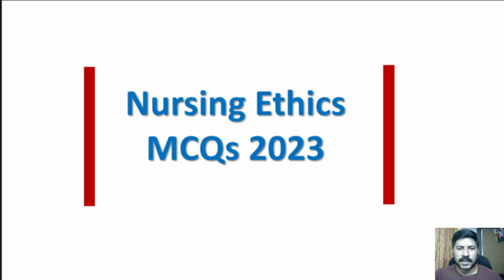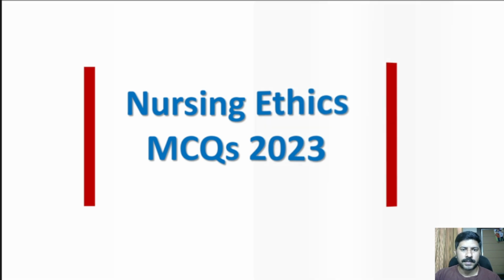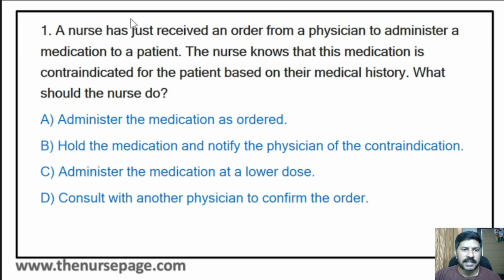Nursing ethics MCQs 2023. First question. A nurse has just received an order from a physician to administer a medication to a patient. The nurse knows that this medication is contraindicated for the patient based on their medical history. What should the nurse do? Administer the medication as ordered, hold the medication and notify the physician of the contraindication, administer the medication at a lower dose, or consult with another physician to confirm the order.